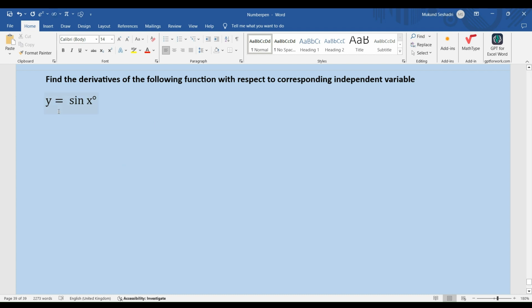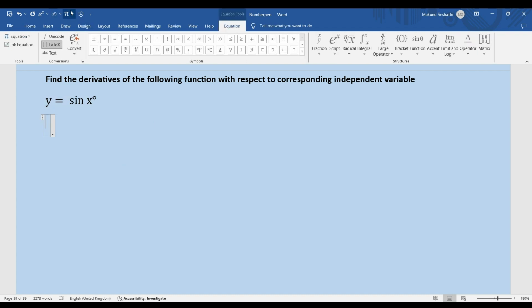So my 1 degree is equal to pi by 180 radians, right? So what is my x degrees, right? It's nothing but I'm just going to replace my 1 by an x. So please watch it again. 1 degree is equal to pi by 180 radians. Then my x degrees equals x pi by 180, right? That's how I convert this into radians, right?